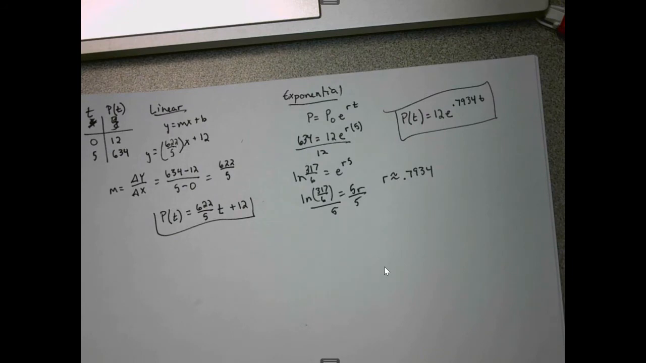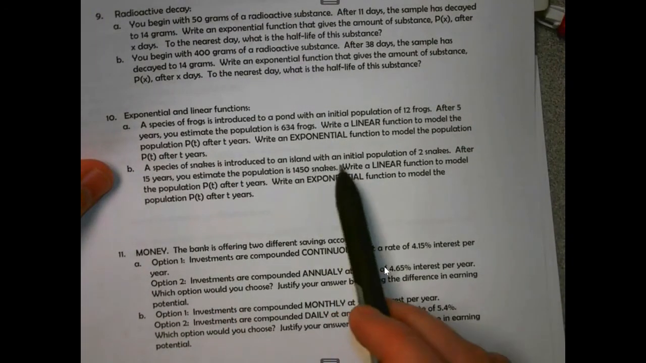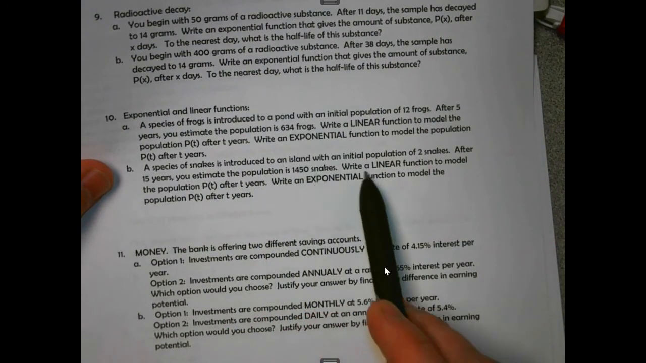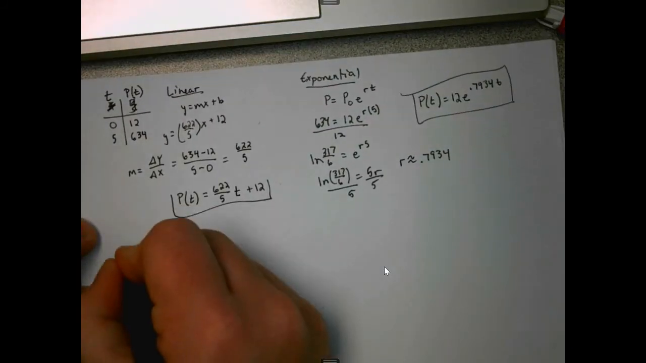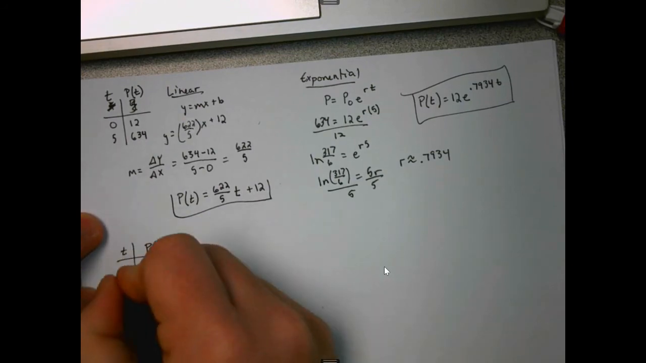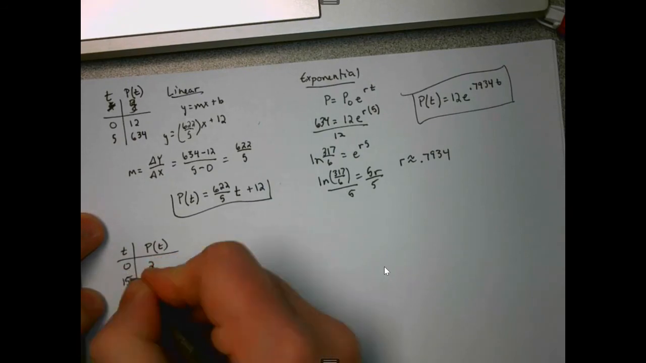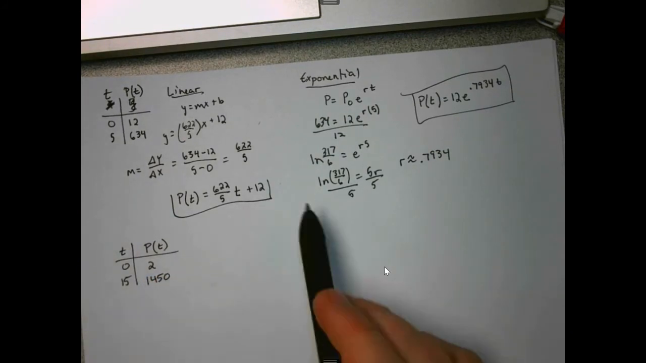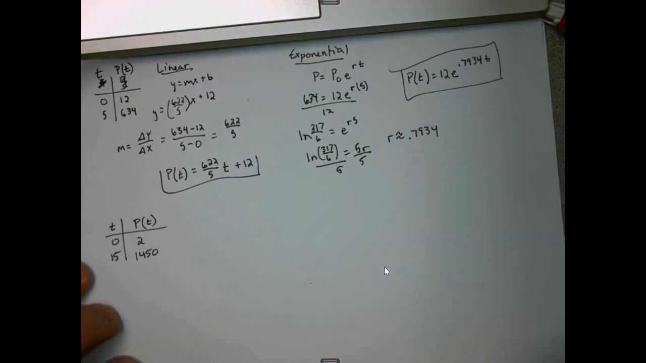Okay, part B says a species of snakes is introduced to an island with an initial population of 2. After 15 years, you estimate the population is 1450. Write a linear function and an exponential. So at time 0 the population is 2 snakes, so (0, 2), and after 15 years, you have 1450. We're going to go through the exact same process we did with the frogs.